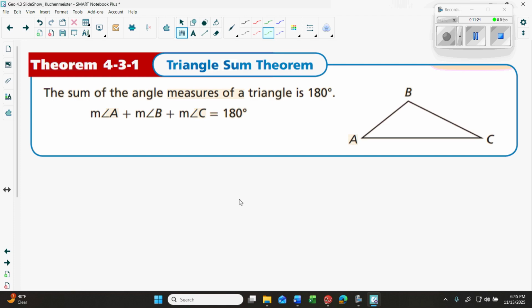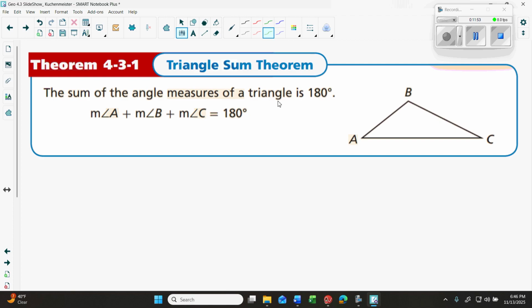All right, so starting off, star this theorem. This is a super important theorem this chapter. It's a pretty easy one, but you are going to be using it throughout this section. We call this the triangle sum theorem, and it simply says the sum of angle measures of a triangle is 180 degrees. We have a triangle ABC on the right here. We have the measure of A plus the measure of B plus the measure of C equals 180.